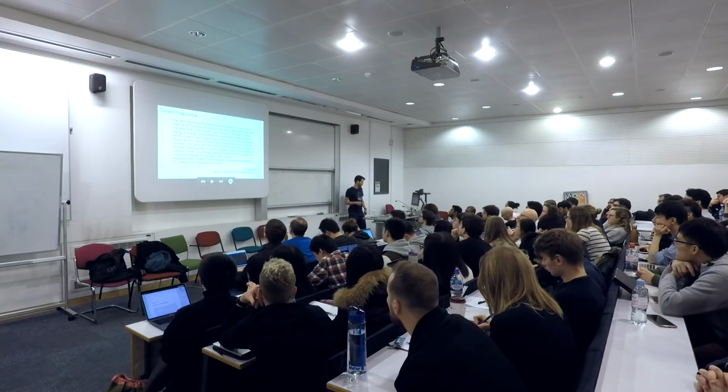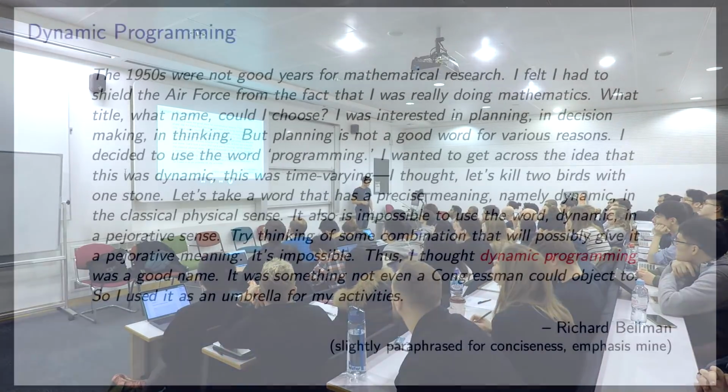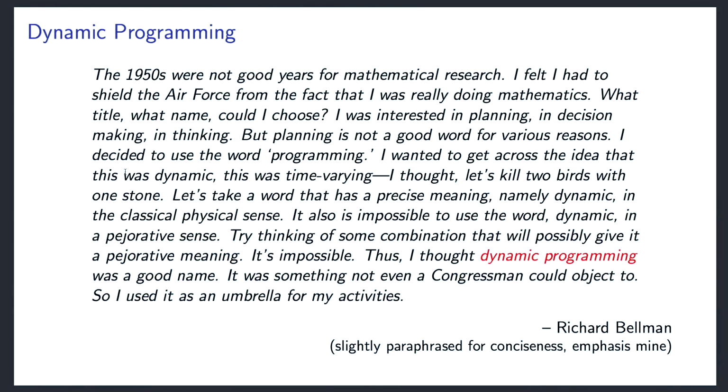So I found this to be a good quote, in terms of what does dynamic programming mean, where does it even come from? I'll just read it from the slide. In the 1950s were not good years for mathematical research. I felt I had to shield the Air Force from the fact that I was really doing mathematics. What name could I choose? I was interested in planning, in decision making, in thinking, but planning is not a good word for various reasons. I decided to use the word programming. I wanted to get across the idea that this was dynamic. This was time varying. I thought, let's kill two birds with one stone.